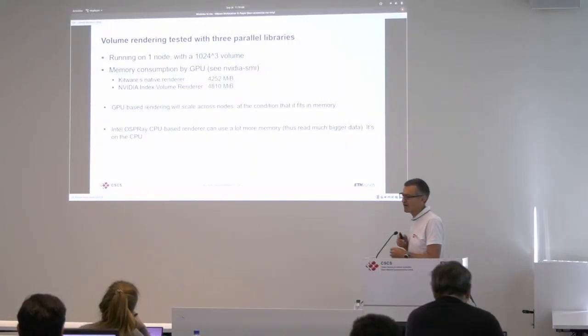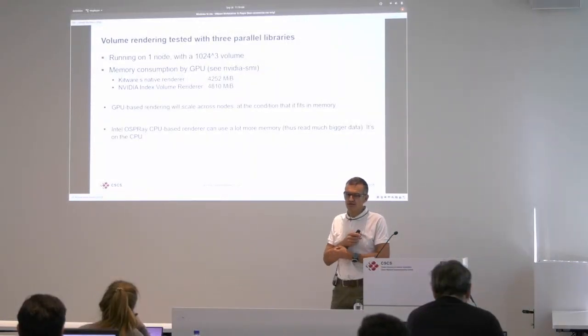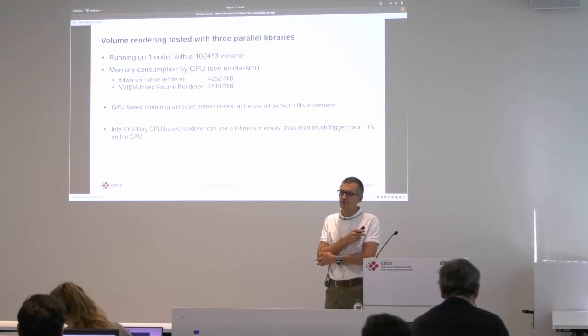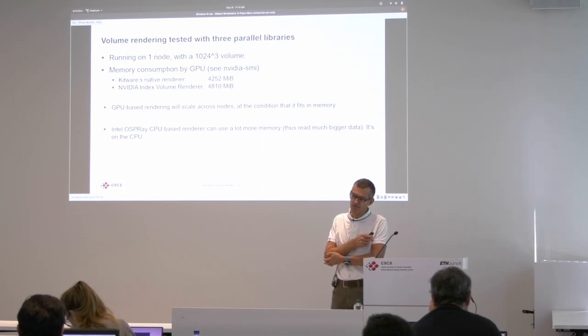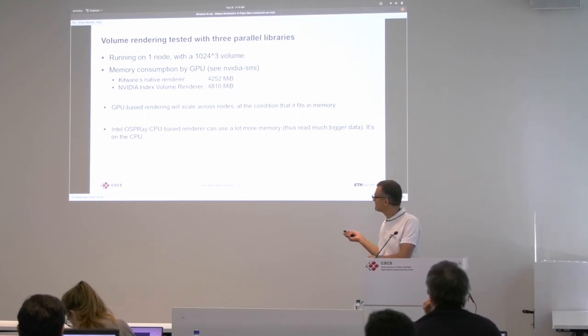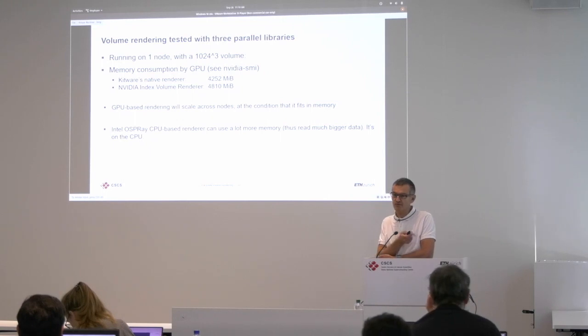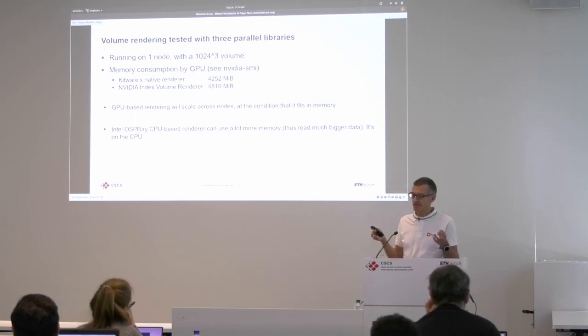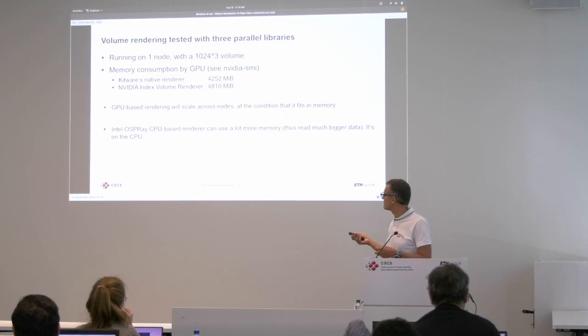So if you're thinking of rendering a large, for example, 10,000 cube volume, you could not do it on a single GPU, okay? Because that would just exhaust the limit of memory on the GPU side. The advantage of the Intel OSPRay CPU solution is that you can use fat memory nodes, for example, and really use all the available memory on your compute node.